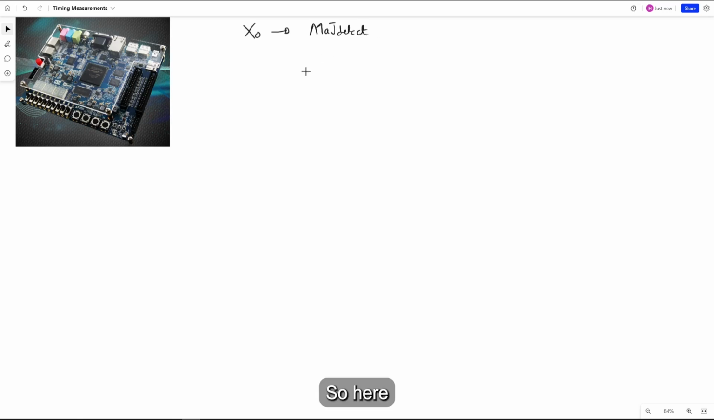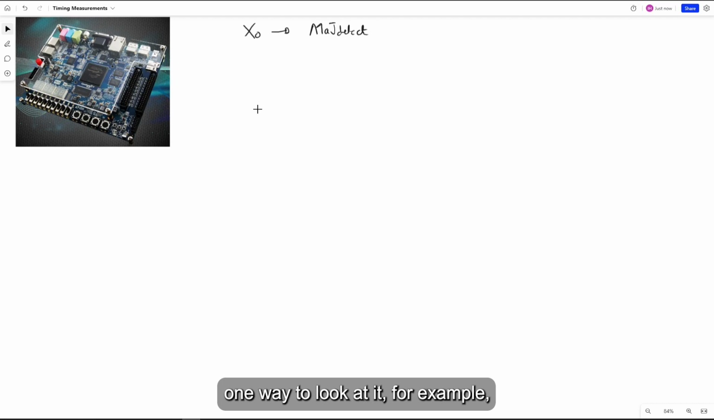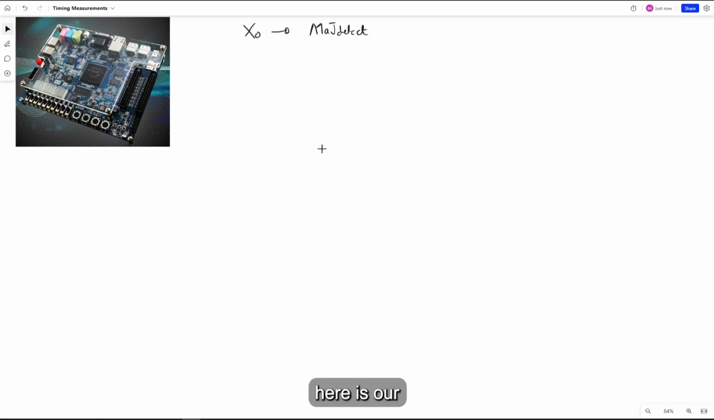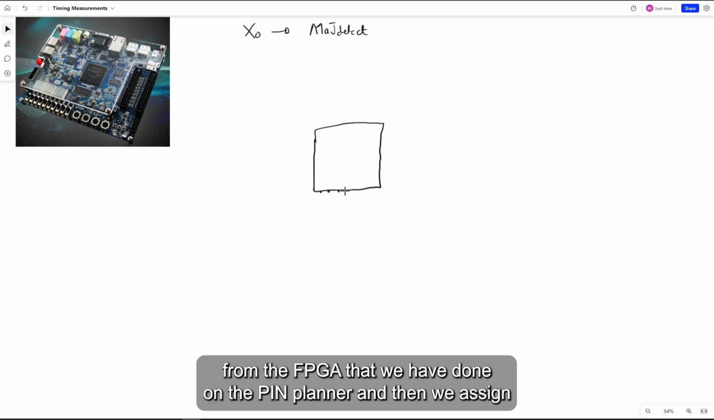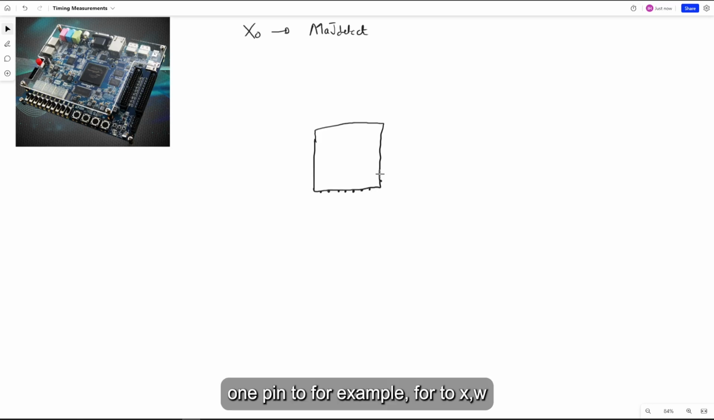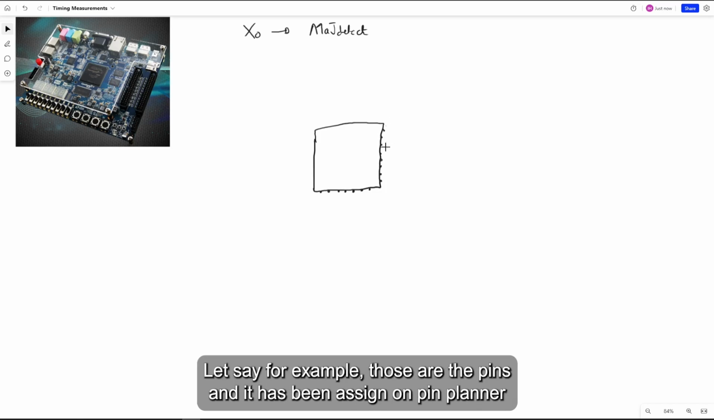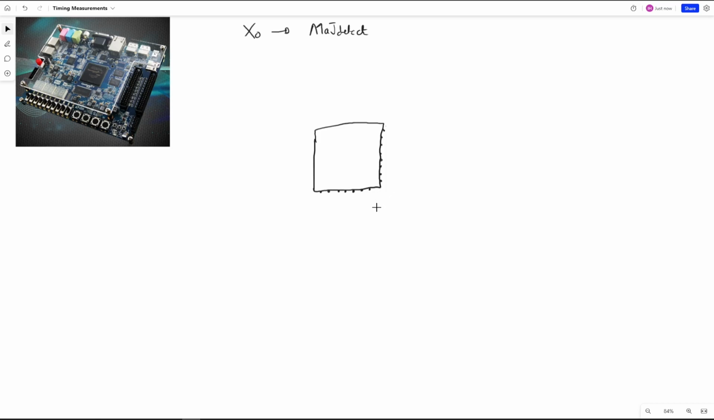So here, one way to look at it, for example, here is our FPGA chip. All these are the pins from the FPGA that we have set up in the pin planner, and then we assign one pin to, for example, X, W, count and majority detector. Let's say those are the pins, and then you go and assign them in the pin planner.